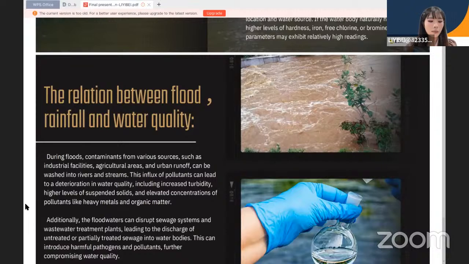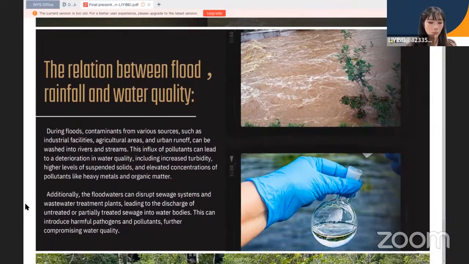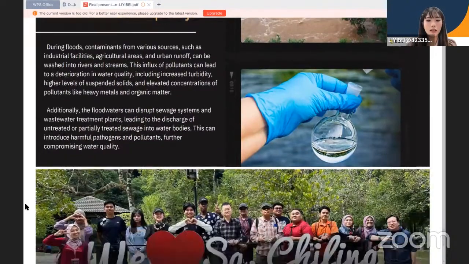During floods, contaminants from various sources can be washed into rivers and streams, and urban runoff can introduce pollutants such as heavy metals and organic matter, deteriorating the water quality. Additionally, flood water can disrupt sewage systems and wastewater treatment plants. So it will lead to the discharge of untreated sewage into the water body, which introduces harmful pathogens and further compromises the water quality. And thank you.